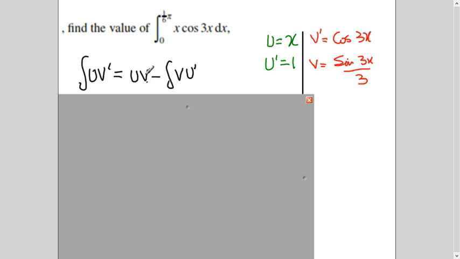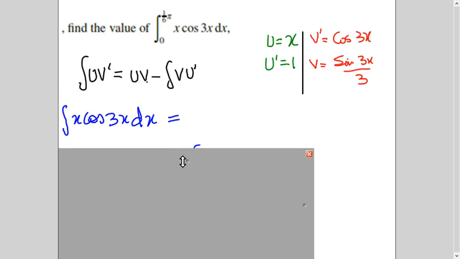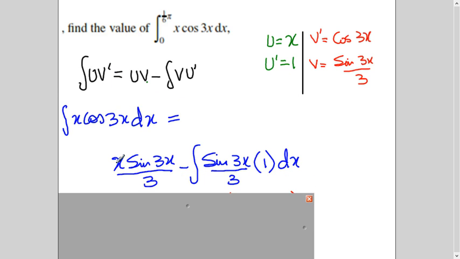So now I have all these values which I have to substitute here. So now let's substitute here. u is your x, v prime is your cos 3x, right? So now first of all, u, v, we will plug in here. So u is x and v is sine 3x over 3. I have taken it from here and plug in here. Minus integration of v, which is sine 3x, times u prime, which is the first derivative of u, it is 1.